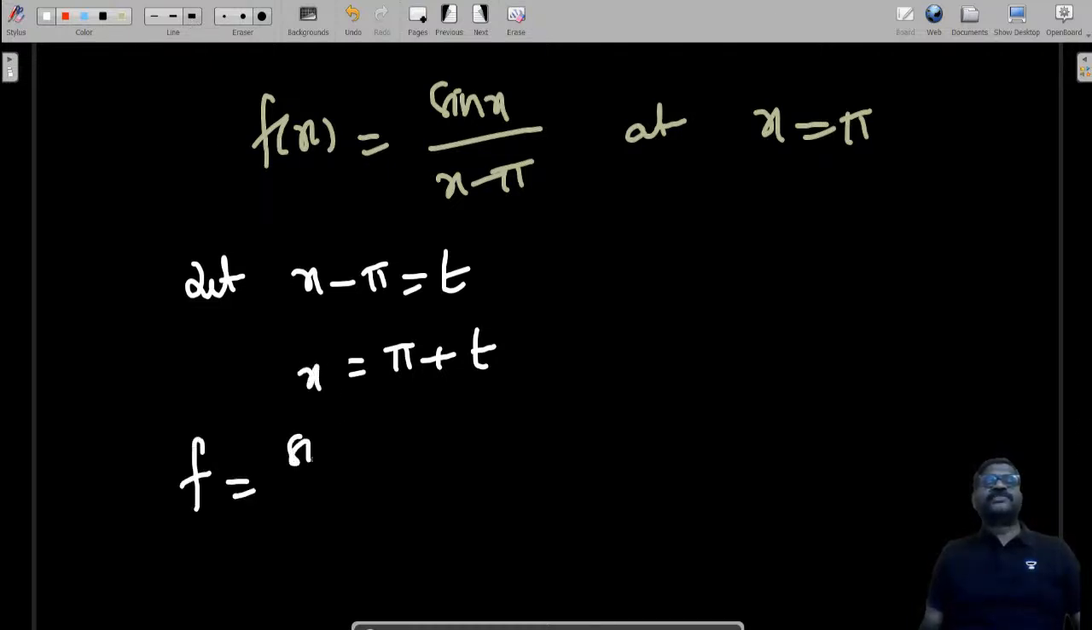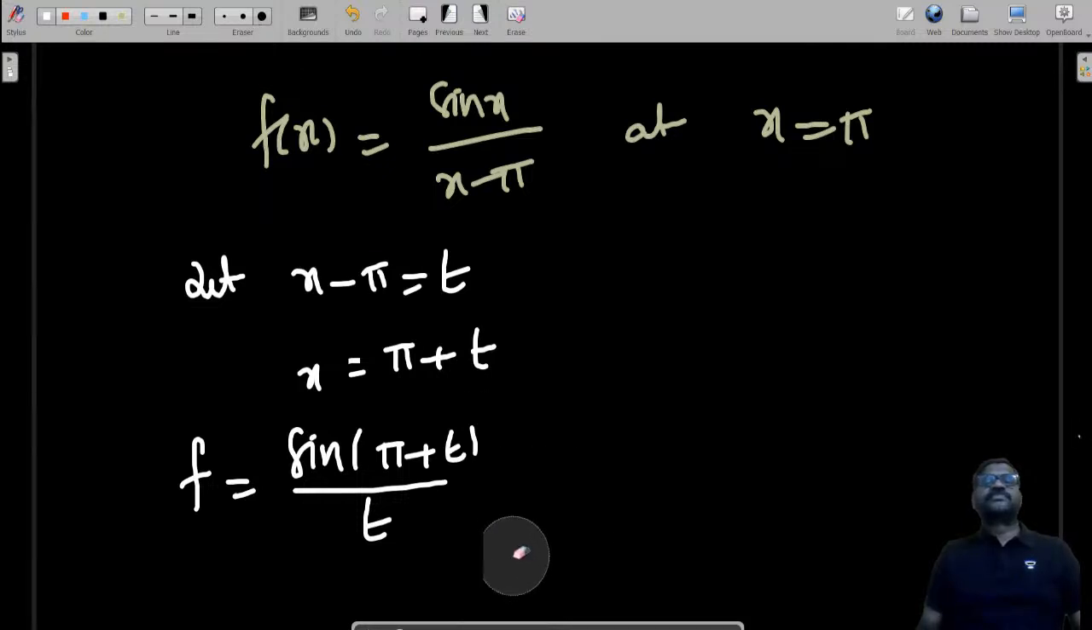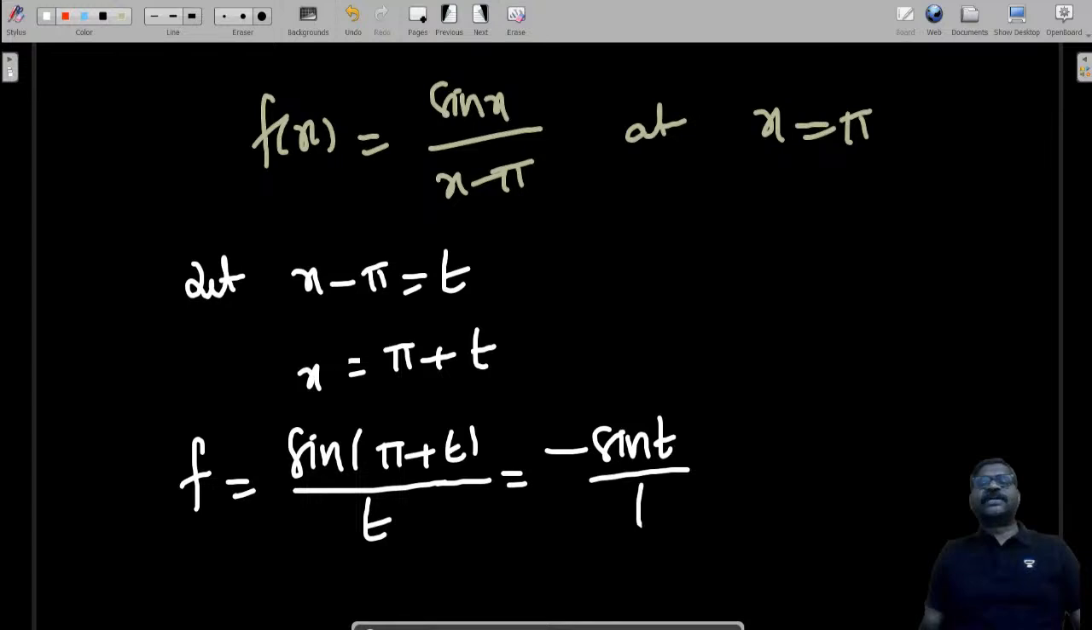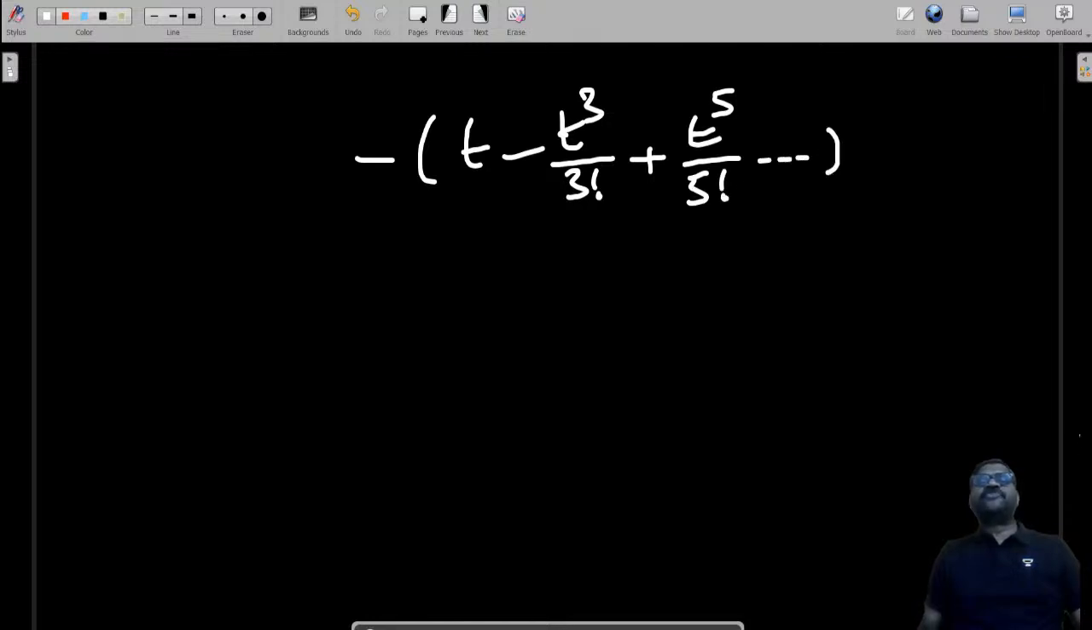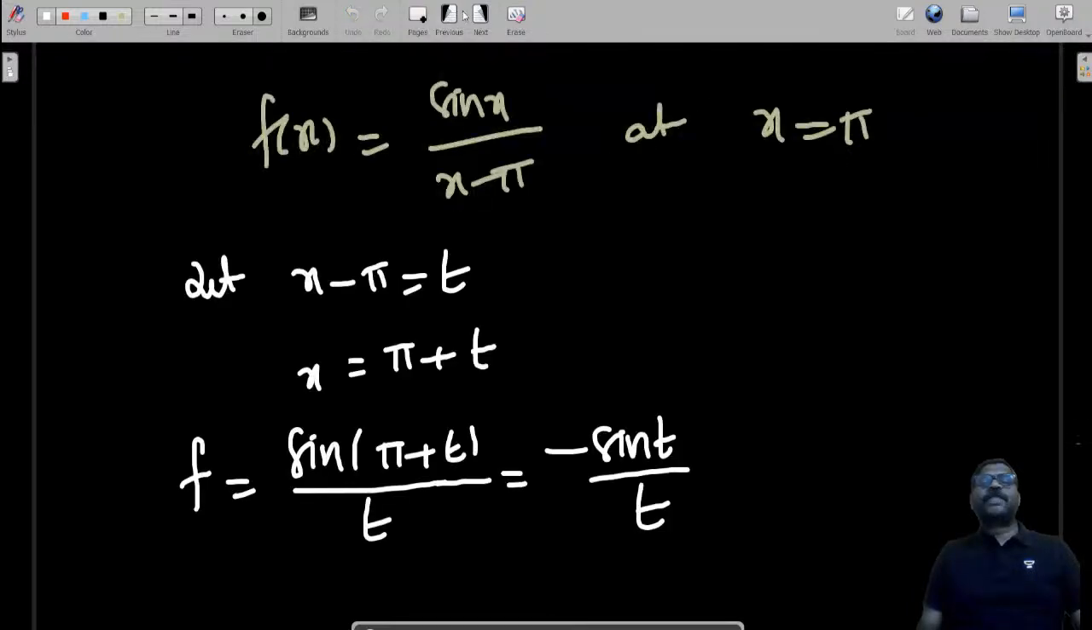The function f is sin of pi plus t by t. sin 180 plus theta is minus sin theta, so minus sin t by t, that is minus of t minus t cube by 3 factorial plus t power 5 by 5 factorial by t.